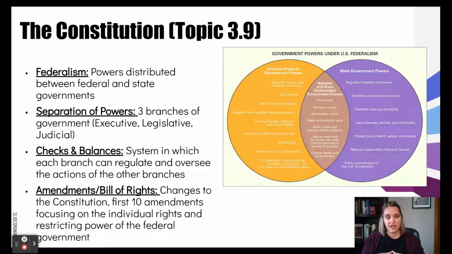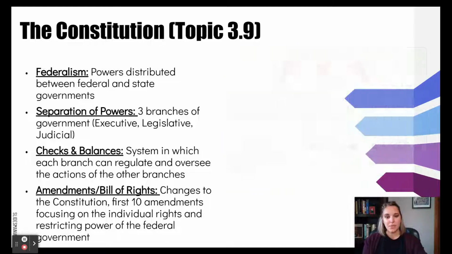So the Constitution has many aspects and principles, but there are four that are specifically mentioned in the APUSH curriculum. The first is federalism, the distribution of powers between federal and state governments. Now, federalism did exist under the Articles. However, powers were delegated in a much higher percentage to the state governments. And so here we see a better balance of power, with more powers going to the federal government.